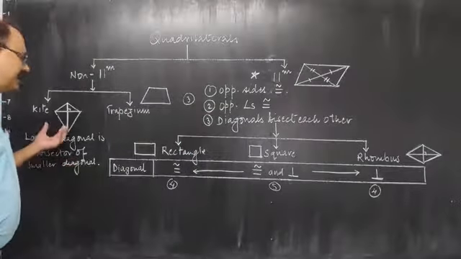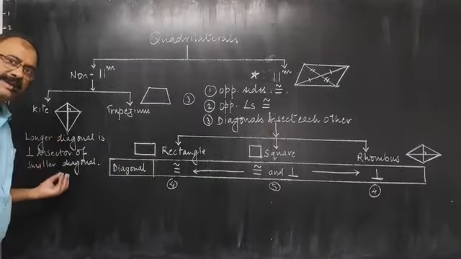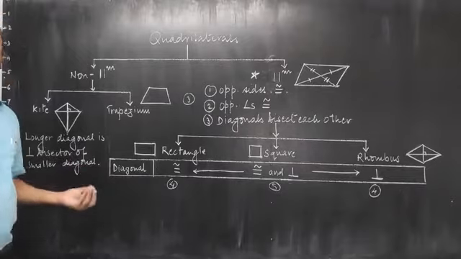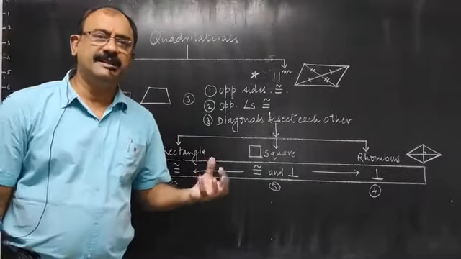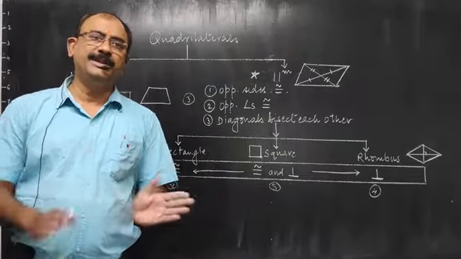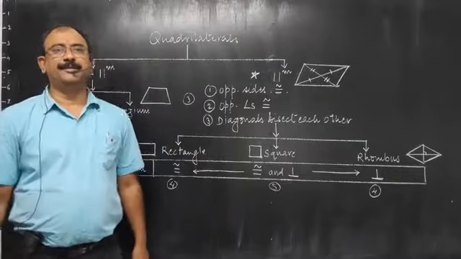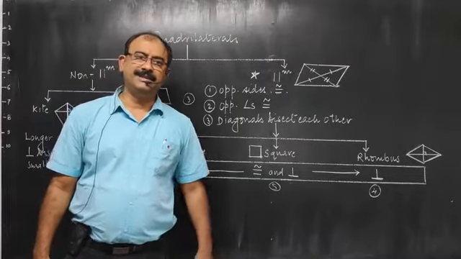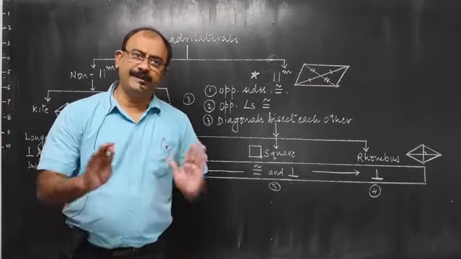Okay? These properties, if you memorize, well and good. If you don't memorize, they are rarely required. So you can put them in the risk zone. But for a good student, for an intelligent student, I'll say they should learn every piece of information.